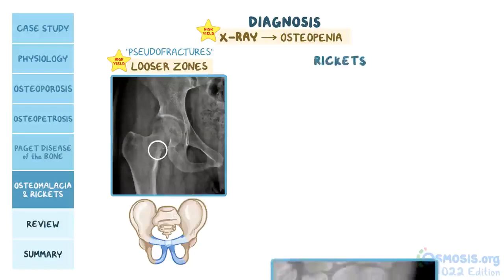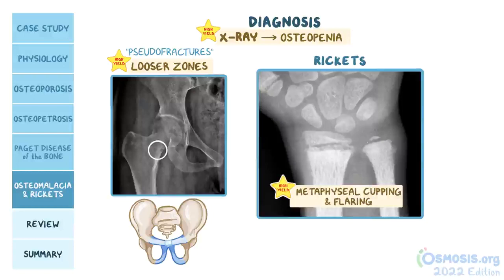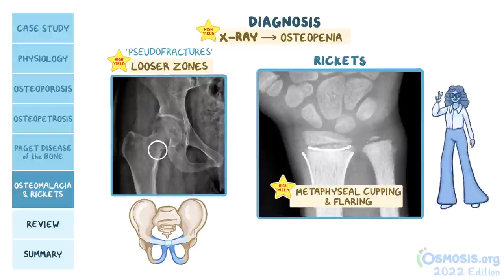In rickets, an X-ray image of the wrist and long bone metaphysis might show metaphyseal cupping and flaring. With metaphyseal cupping, the edges of the metaphysis widen laterally like flared jeans, and the metaphysis itself drops inwards, towards the diaphysis, which makes it look a bit like a cup. Another X-ray finding in rickets is metaphyseal fraying, where instead of the metaphyseal surface appearing smooth, it appears fuzzy and irregular.